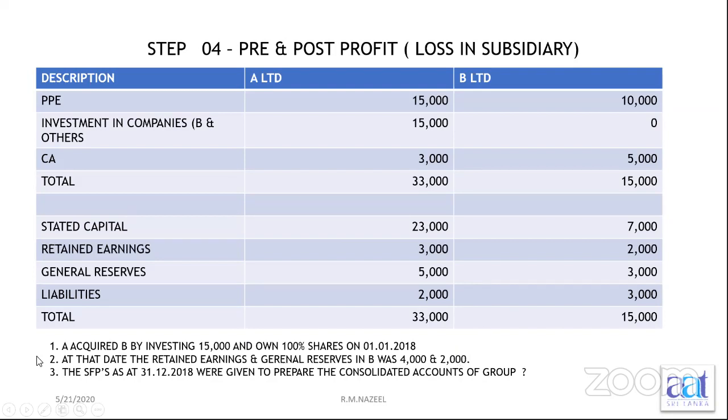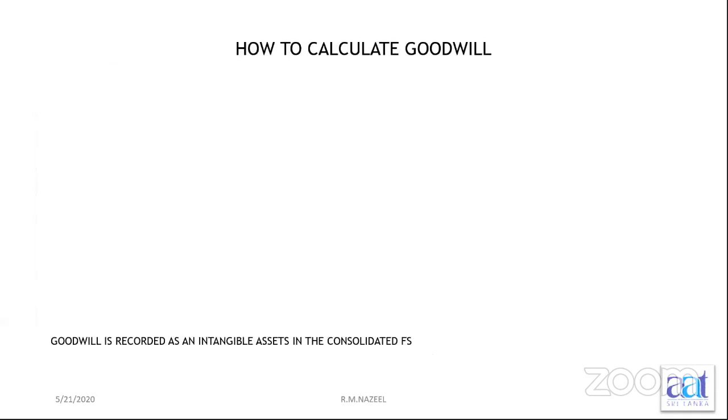General reserve is the same, and you need to prepare the balance sheet as at 31st December, right? So what happened when you acquired the company? The company was profit making. After you acquired, the company has incurred a loss of 2,000 rupees. Now you can see how we get the goodwill, right?